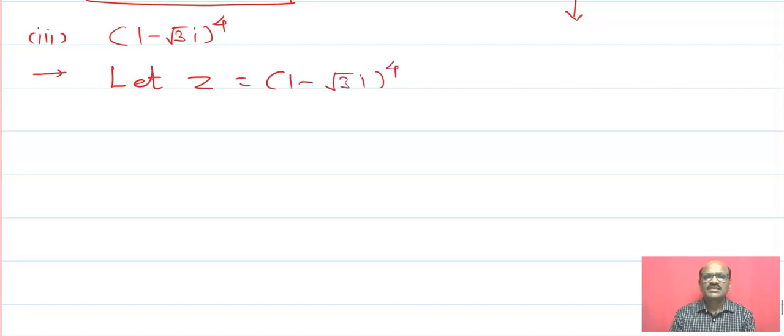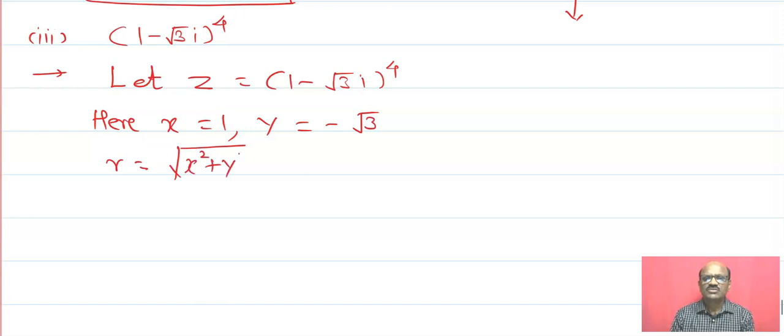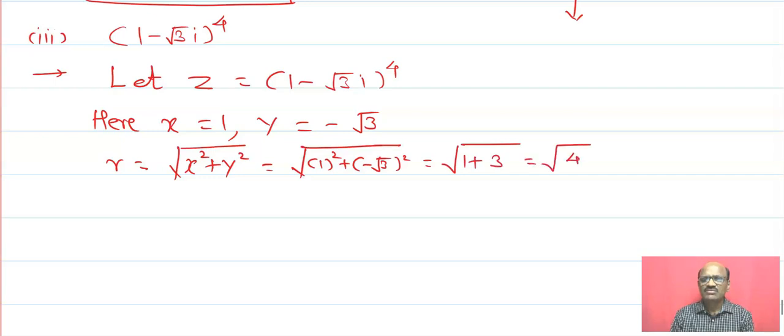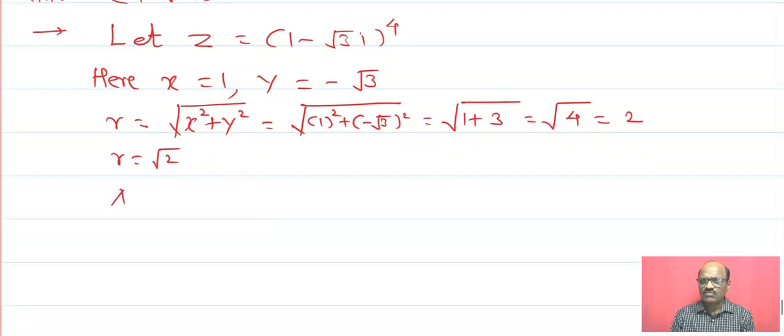Now next is 1 minus root 3i bracket raised to 4. Let z is equal to 1 minus root 3i bracket raised to 4, x is equal to 1 and y is equal to minus root 3. Therefore r is equal to root of x square plus y square, that is root of 1 square plus minus root 3 bracket square. That is root of 1 plus 3, that is root of 4, that is equal to 2.